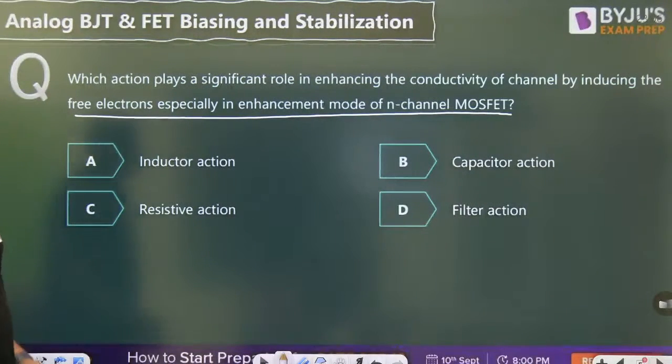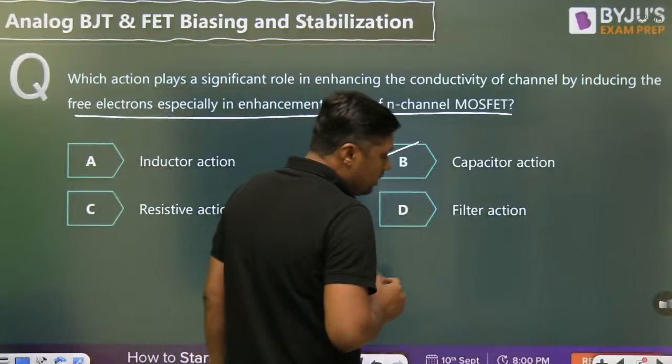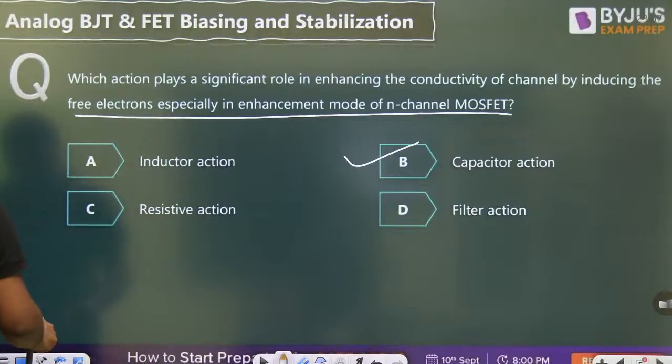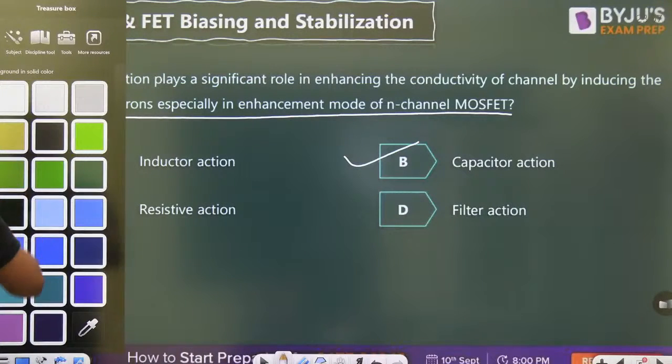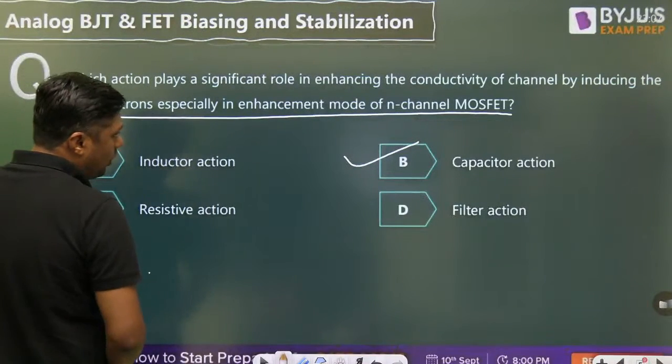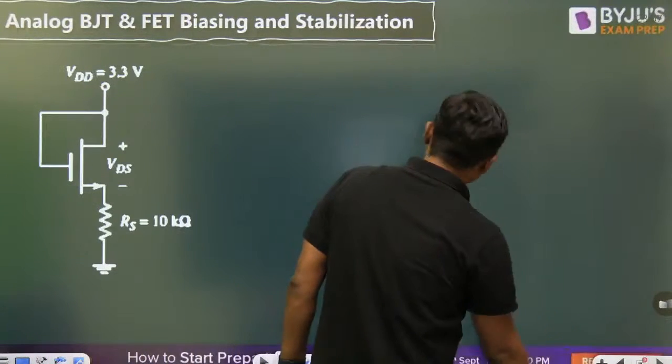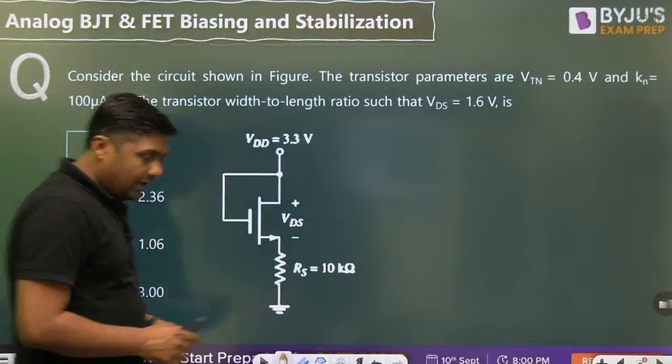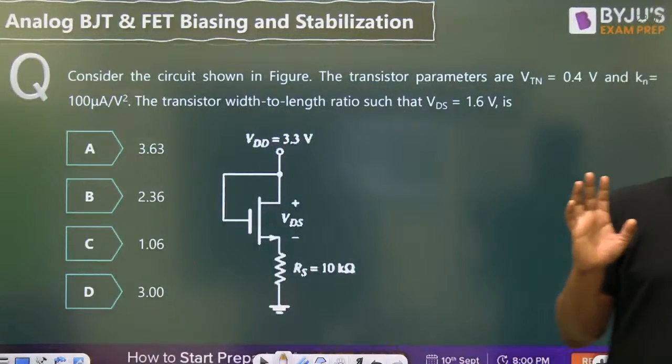Is it audible? Okay. Now, which action plays a significant role in enhancing the conductivity? Definitely that is the capacitor action. In MOSFET, we have capacitive action. Okay, that is the right answer. Now, second one. That is the basic question. It is a 1 mark question. Yes, your answer is correct.